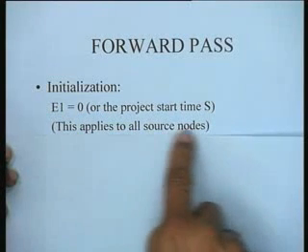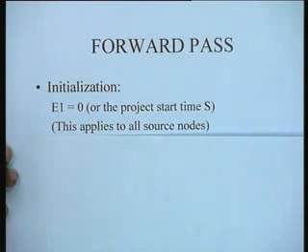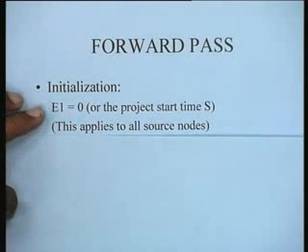So this applies to all the source nodes. If there are many source nodes in a project network, they would all have an earliest occurrence time of the initial event equal to 0.